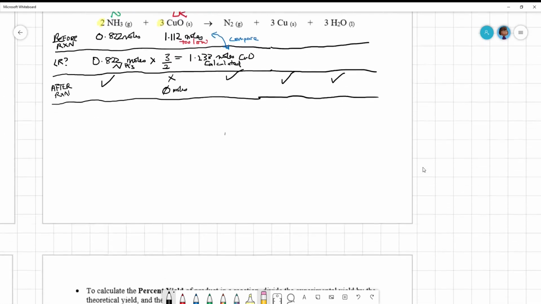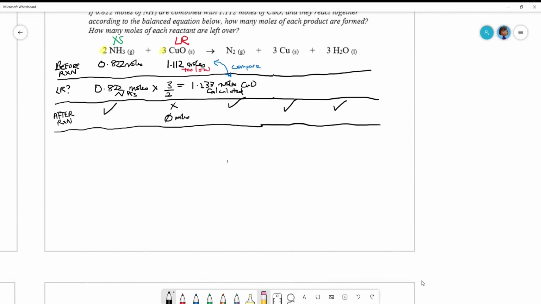Okay, well, I'm going to scroll up a little bit. Whoops, too high. And let's do that calculation. So if I want to get moles of nitrogen produced, well, where do I start? Well, I start with 1.112 moles of copper oxide. And I'm starting with the copper oxide because it is the, let's make this red here, this is the limiting reactant.